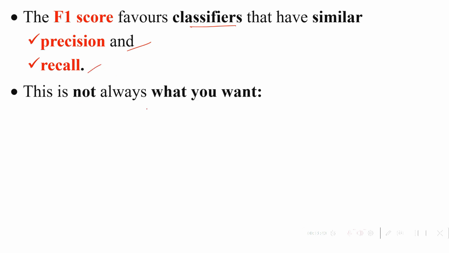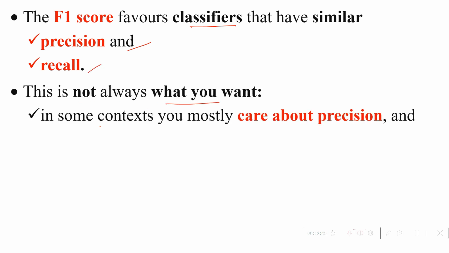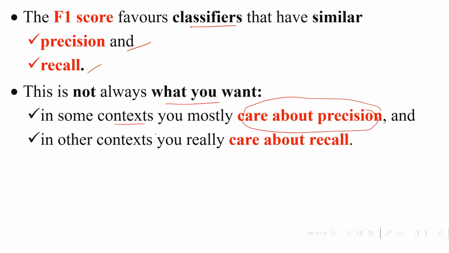Now the F1 score favors classifiers that have similar precision and recall. This is not always what you want. In some contexts you mostly care about precision, and in other contexts you really care about recall. So sometimes you concentrate more on precision, and sometimes more on recall.